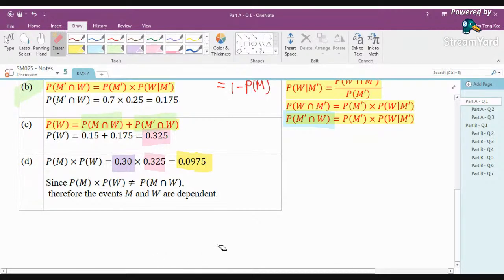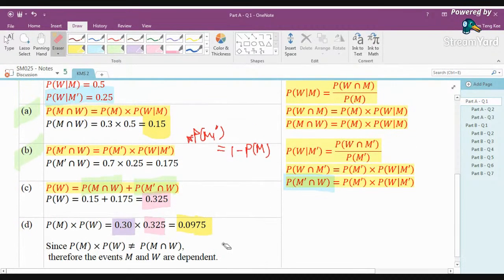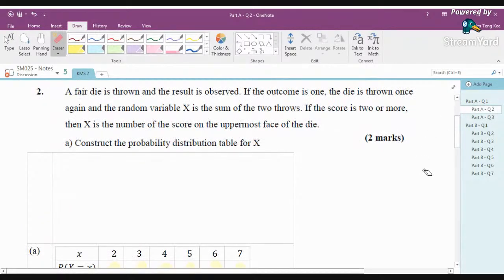Okay. Next, we will go on further with the solution for question number 2 in part A. Let's just have a quick look at the question before we answer. A fair dice is thrown and the result is observed. If the outcome is 1, the dice is thrown once again. And the random variable X is the sum of the two throws. If the score is 2 or more, then X is the number of score on the uppermost surface of the dice. Construct the probability distribution table for X.